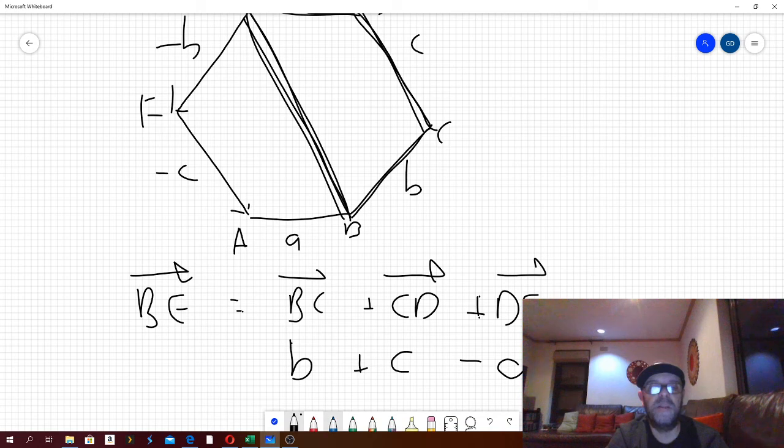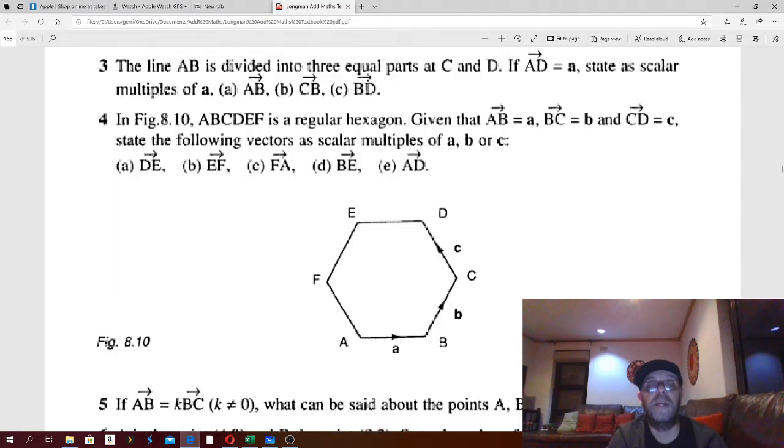So B plus C minus A would represent the B to E vector. Now you might say that doesn't give me a multiple of the other one, but it does give me an answer for that vector. And they said we could use scalar multiples of A, B, or C in this case.